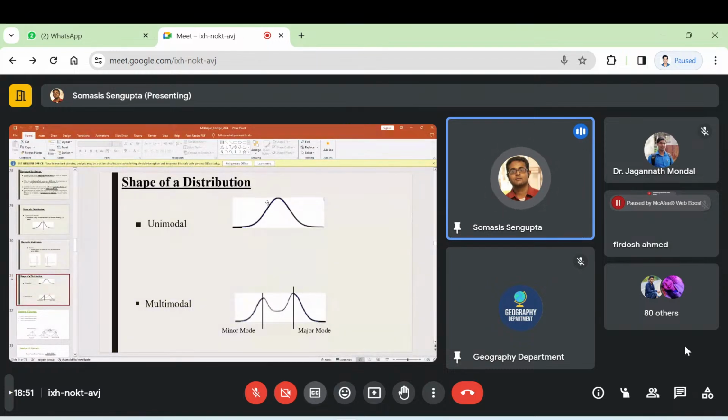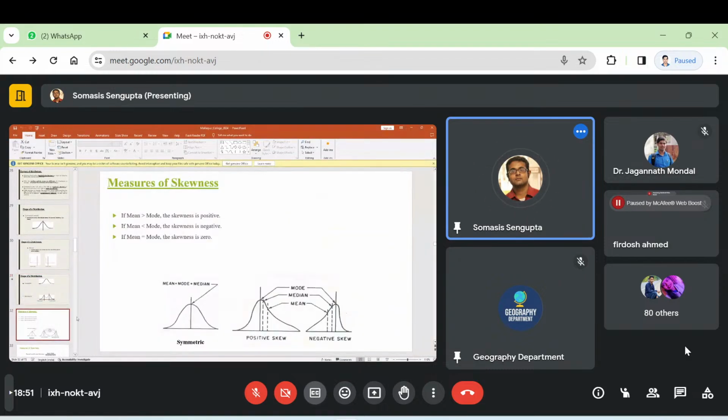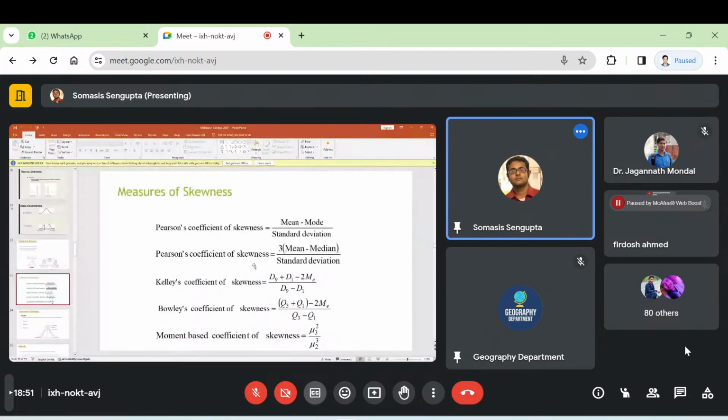Another concept is the shape of the distribution, that is unimodal or multimodal. If there is only one mode, it is unimodal, and if there is more than one mode, it is multimodal. This is a very rare case. So as I told you, if the mean is greater than the mode, the skewness is positive. If the mean is less than the mode, the skewness is negative. And if the mean is equal to the mode, the skewness is 0. So you see the positive skew and negative skew diagram, as I told earlier.